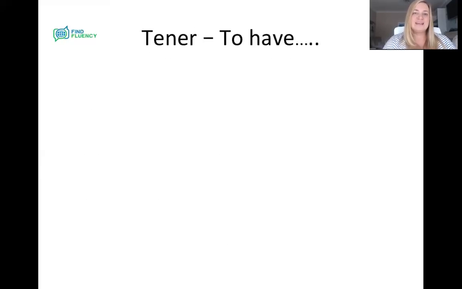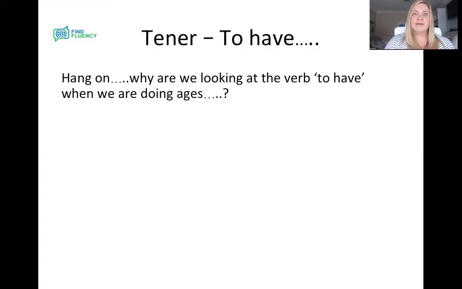Okay, so then we're going to have a little look at this verb, moving on just from having the numbers, because there's not much point in just having those numbers floating on their own and not being able to do anything with them, right? So tener is the verb to have. Hang on a minute. Why are we looking at the verb to have when we're doing ages? Because it doesn't relate, does it, in English? You think that doesn't really make sense. The verb to have is nothing to do with ages. Why are we looking at this, Jennifer?